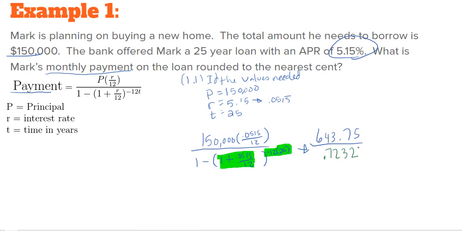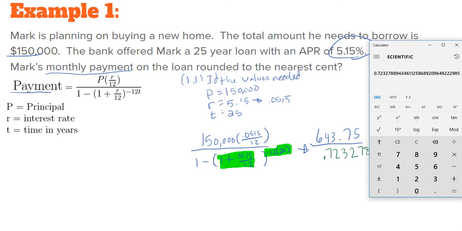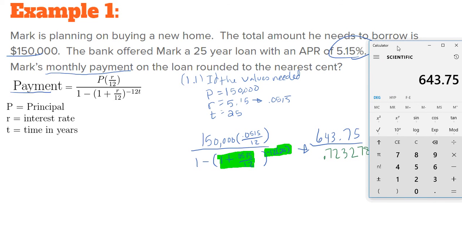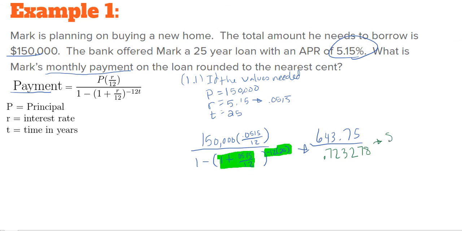And then we'll do 78. All right, so we're going to take that number, we're going to divide. We're going to take 643.75 divided by 0.723278, and we get 890.045, which rounds up to 890.05.